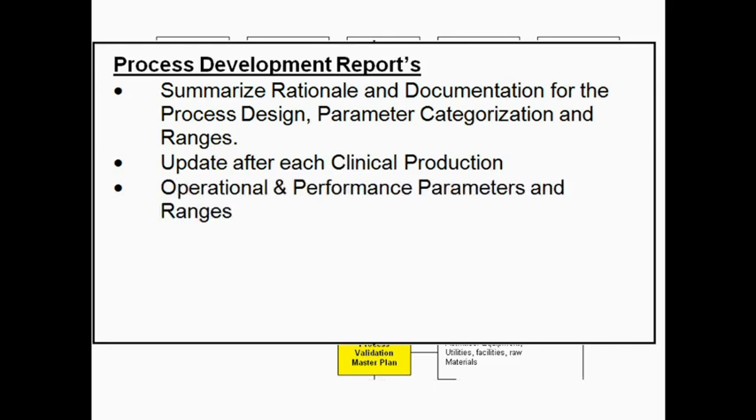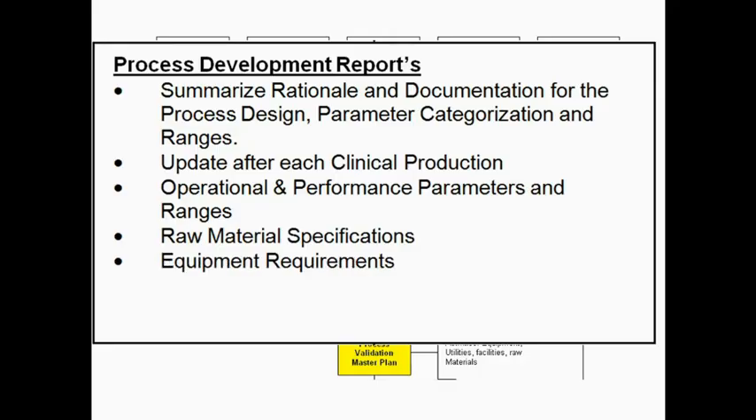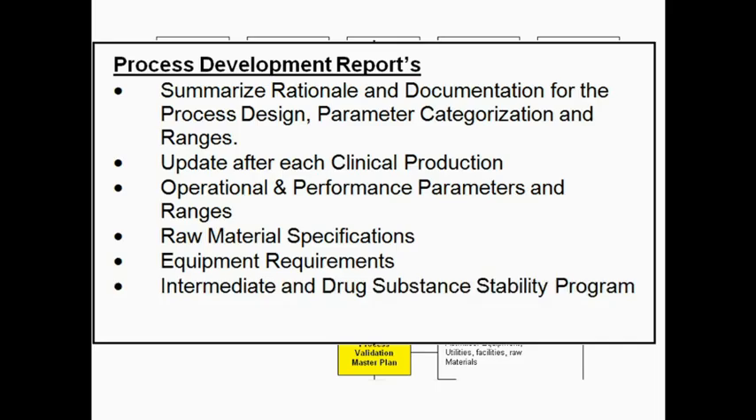It will document in summary table format operational and performance parameters and their associated ranges. We will get very clear raw material specifications. We get a firm understanding of our equipment requirements for the various unit operations. We will get details regarding our intermediate and drug substance stability program. And we get an overall process description.